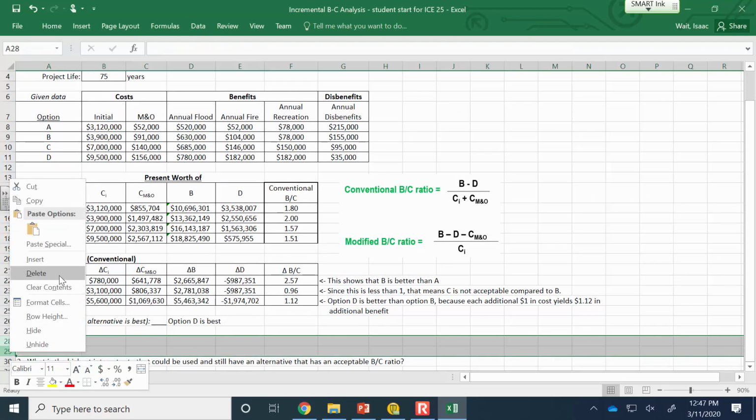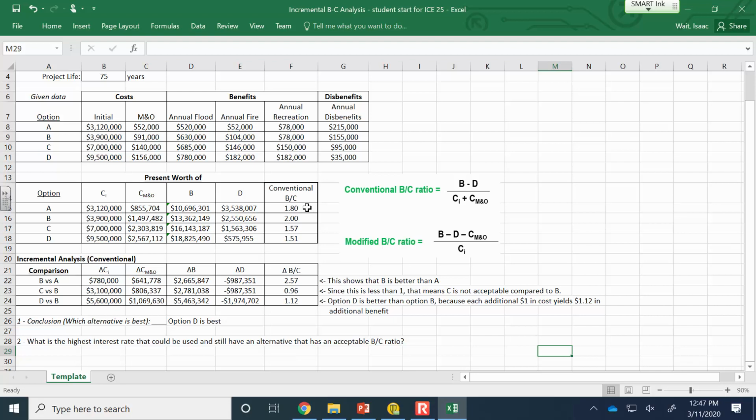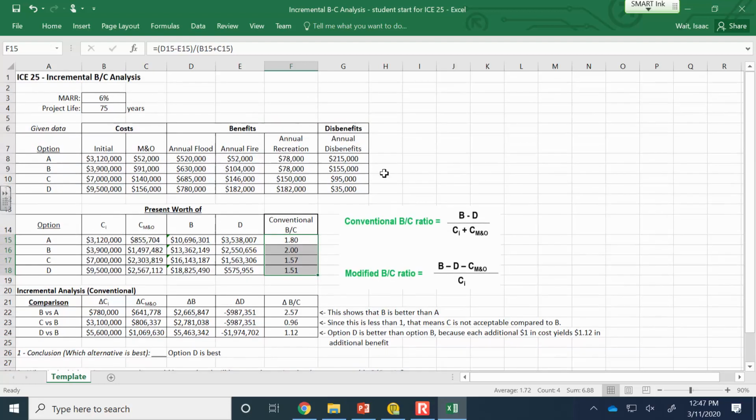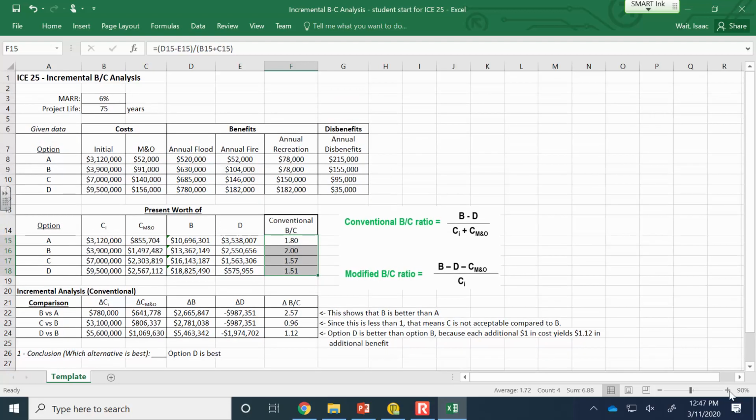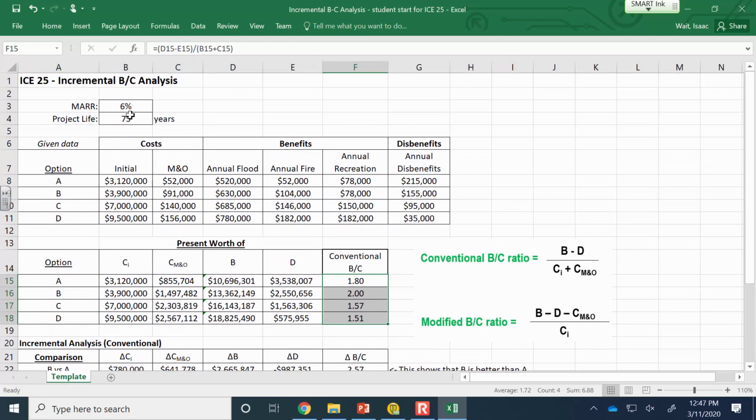Now, this other question asks, what's the highest interest rate that could be used and still have an alternative that's acceptable? So here's the ones that tell us whether or not an alternative is acceptable. That's saying, what if all of a sudden money became more expensive to borrow? If we had to keep changing the interest rate and it's going up and up and up, what's the highest interest rate where you can still have an acceptable alternative? Is it 7%? No. We can go higher than that. Is it 9%? No. 15%? That's a little too high.